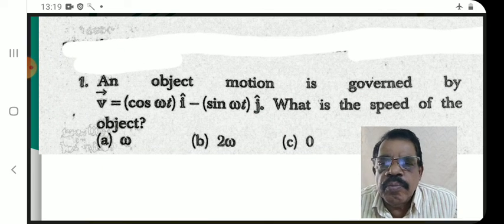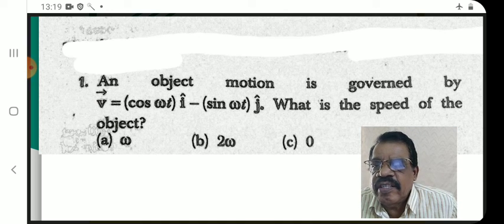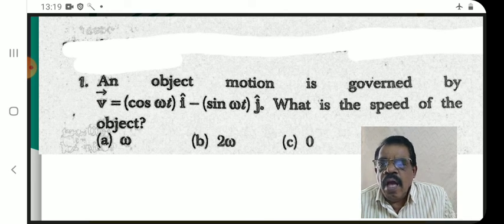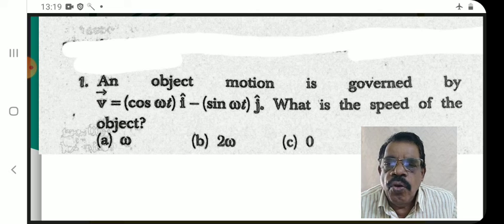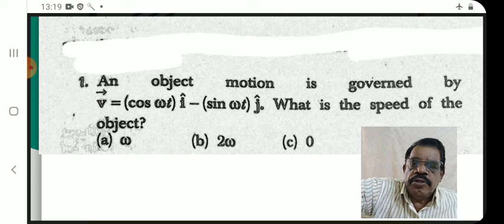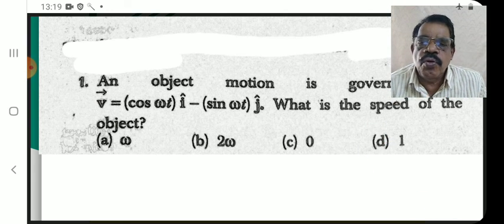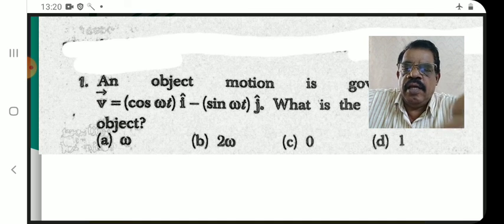An object's motion is given by the velocity vector v is equal to cos omega t i minus sin omega t j. What is the speed of the object? The answers are omega, 2 omega, 0, 1. So let us see the answer.